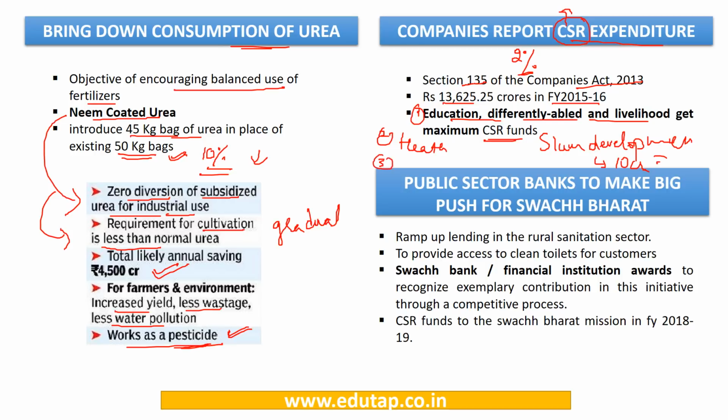And the third place for expenditure is rural development projects. So these are the top three fields among which most of this amount has been spent.